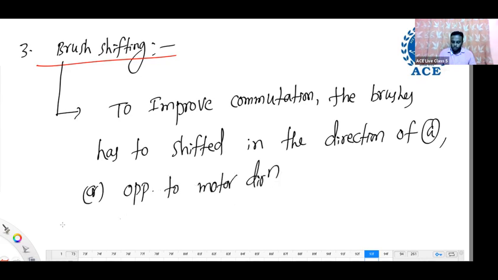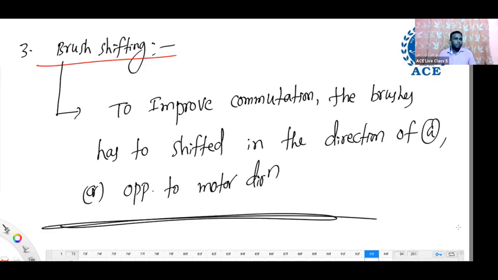So remember two statements. Already we have seen this yesterday. If you shift the brush in the generator direction, the resultant flux is zero there. Flux zero means no EMF due to cross magnetizing. Almost we can eliminate the spark at the brush, or reduce it. Commutation will improve a little due to this brush shifting, but practically we cannot shift the brush.